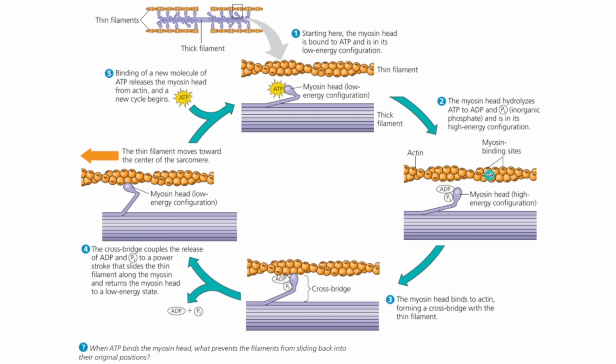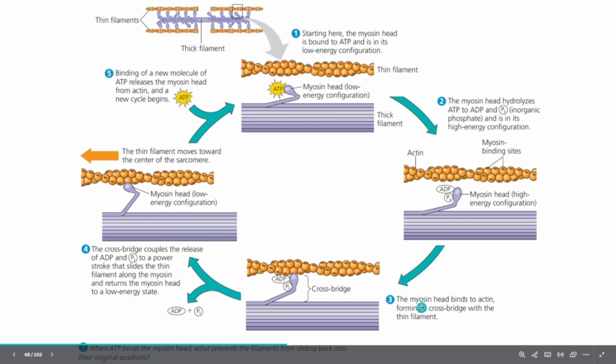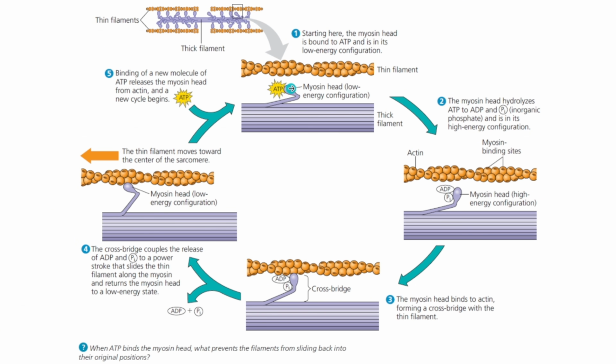Don't say you enter this hole; it is not a hole, it is referred to as the myosin binding site. So this myosin head starts to bind to the myosin binding site. And then the third step is, once it binds, the cross bridge starts to form here, down. The myosin head binds to the actin filament, forming a cross bridge with the thin filament like this, because at the initial part, your thick filament does not bind here.